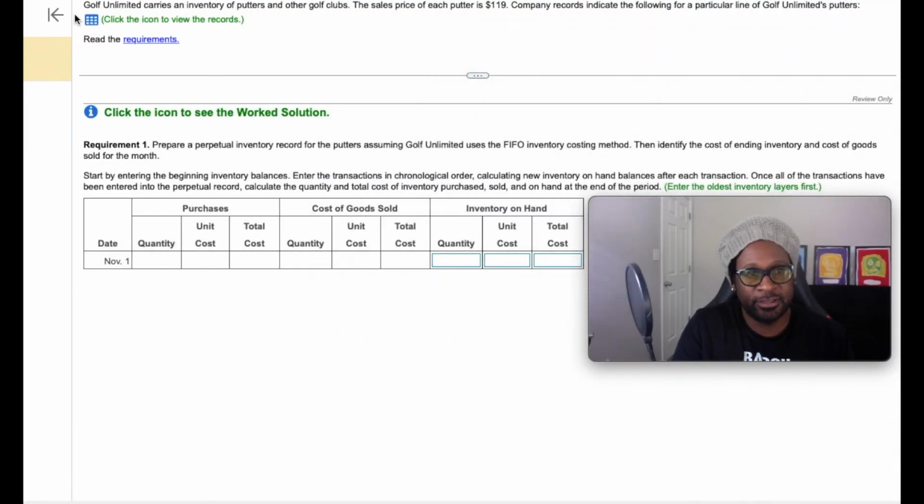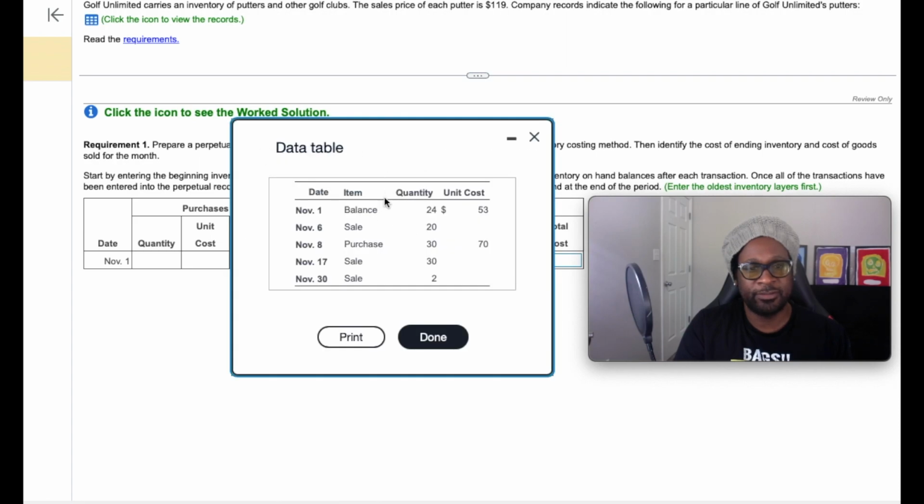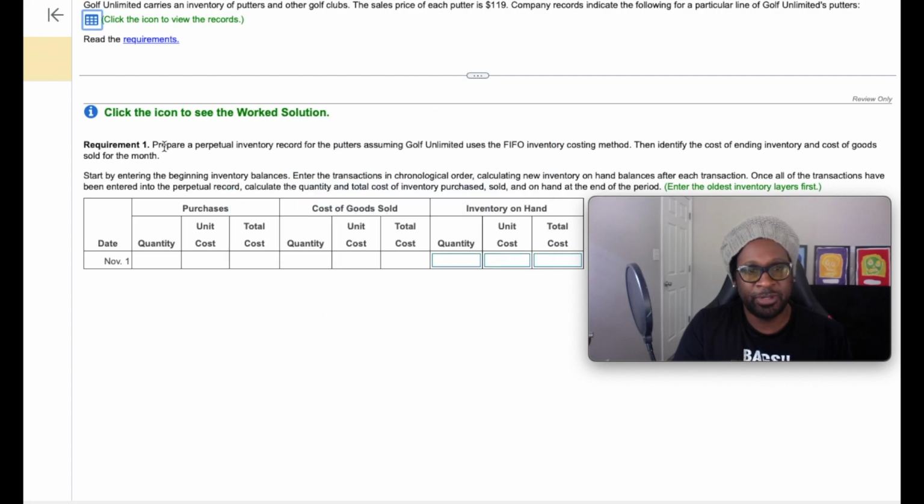Alright, so it tells us that Golf Unlimited carries an inventory of putters and other golf clubs. The sales price for each putter is $119. Company records indicate the following for a particular line of Golf Unlimited putters. Let's see what they're talking about. Alright, so we have a data table with the various purchases and sales for the month of November.